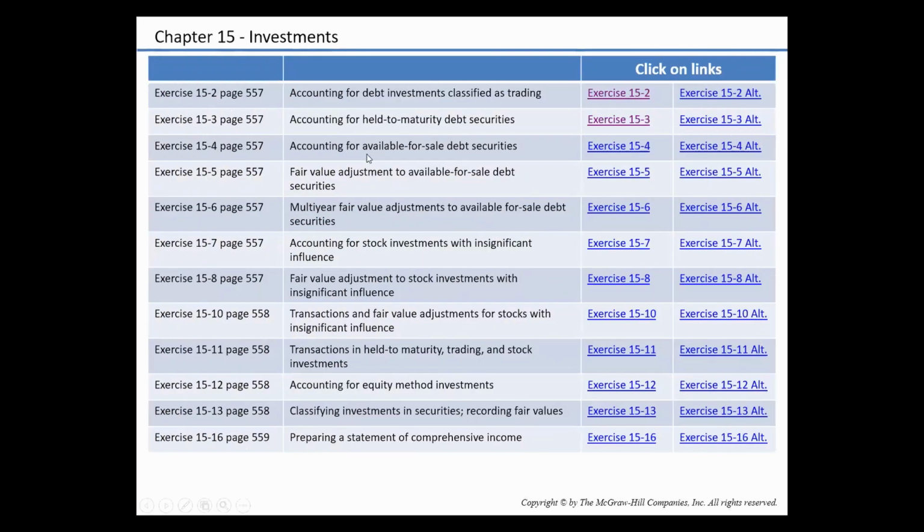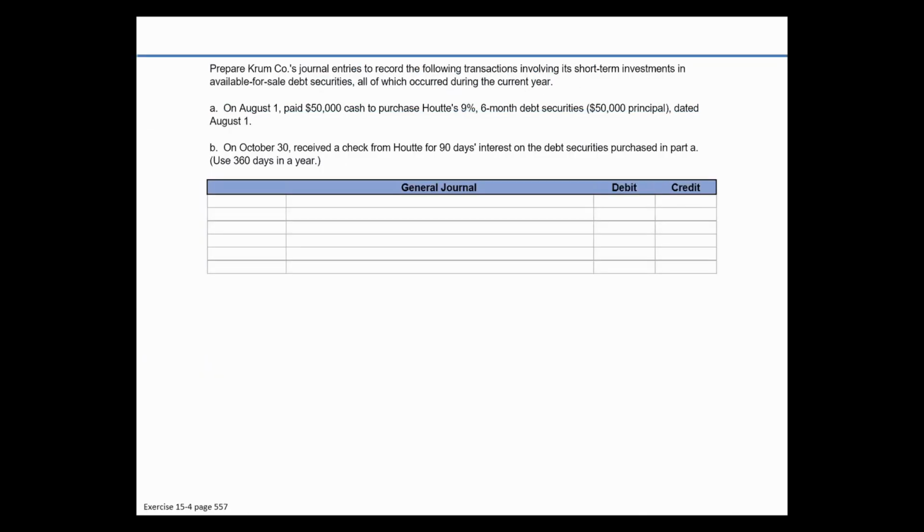Now we'll record the accounting for available for sale debt securities. Prepare Crumbs Company's journal entries to record the following transactions involving its short-term investments in available for sale debt securities, all of which occurred during the current year. And so the first one is that on October the 1st, we paid $50,000 cash to purchase HOTI's 9% 6-month debt securities, which is a $50,000 principal dated on August the 1st.